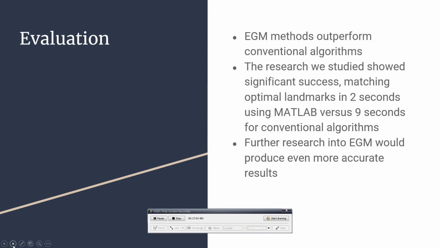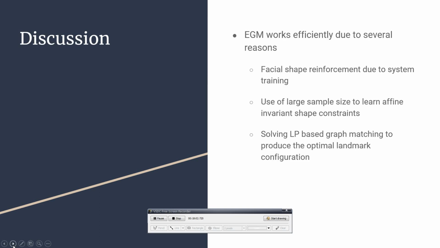As we evaluated this, we have concluded that further research into EGM for facial landmark matching would produce even more accurate results. So obviously, the more images and the better quality of images that you use for exemplars are going to create a huge difference in your results. So the more examples that you have of that face, the better the facial alignment is going to be.